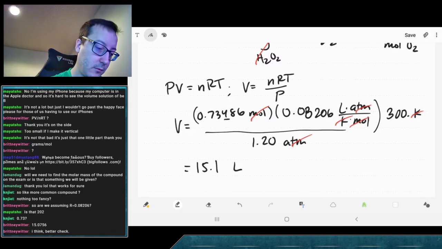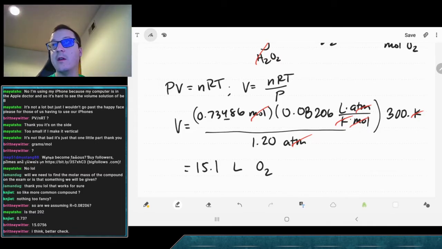0.08206 times 300 divided by 1.2. Indeed, I got exactly what you got. Awesome. Hooray. So you see here, the whole point of all this was we can do all sorts of crazy stuff. We can figure out all these different quantities now that we can have produced in a reaction.